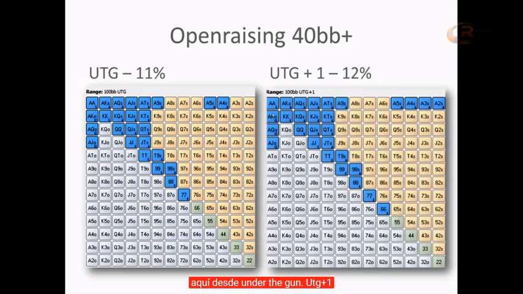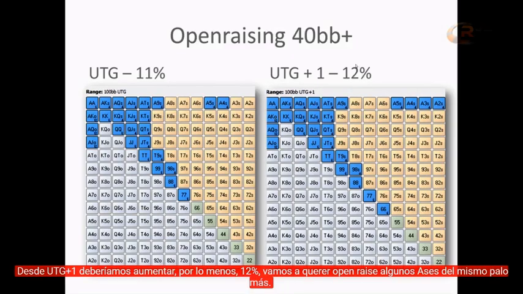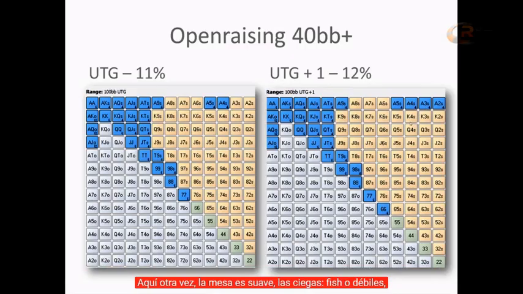Under the gun +1, our standard range should always be at least 12%. So here from under the gun, this is at least. You should not raise tighter than that. From under the gun +1, we should raise at least 12%. We're going to open raise a few more suited aces. Here again, table is soft, blinds are fishy or weak, button is tight. We can also open raise any suited ace, any pocket pair, and also start raising a hand like king-queen off.